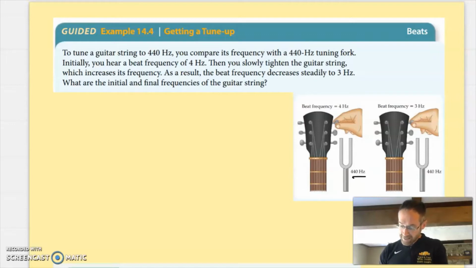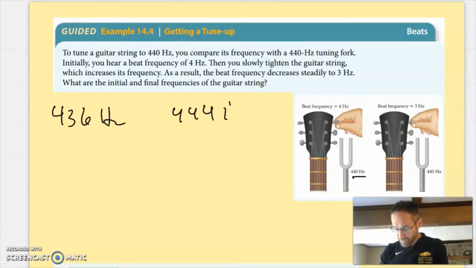Now that means that the guitar string is 4 hertz away from 440, except I don't know if it's 4 above or if it's 4 below 440. So it's either 436 hertz or it's 444 hertz. Either one of those would give you a 4 hertz beat frequency. So these are our two possibilities for the initial frequency.